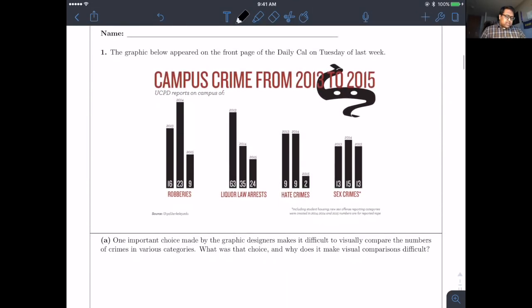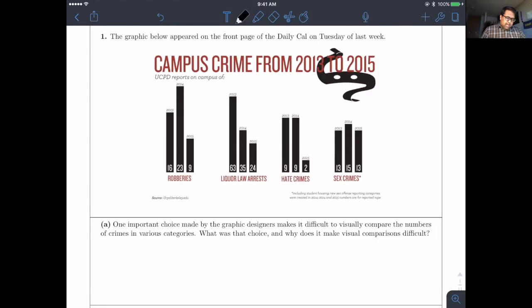Let's dive right into question number one, where we were presented with a graphic from the Daily Cal a couple years ago. The question is asking, what is one of the important choices made by the graphic designers that makes it difficult to visually compare the numbers of crimes in various categories? So, what was that choice, and why does it make it difficult to compare values?